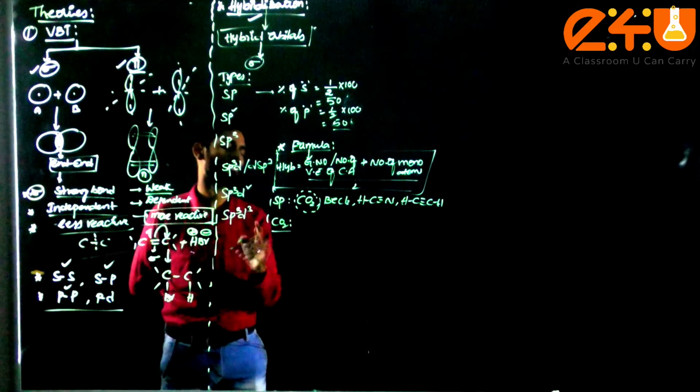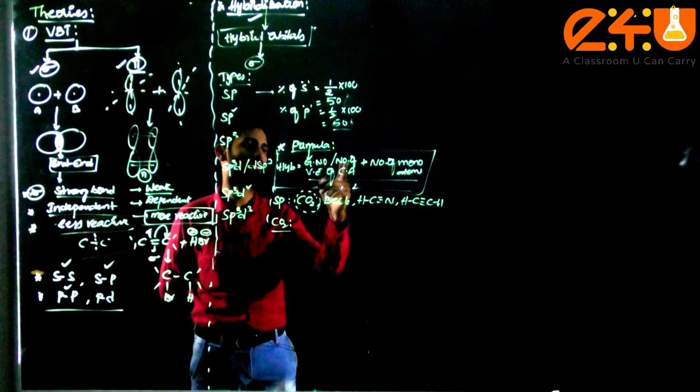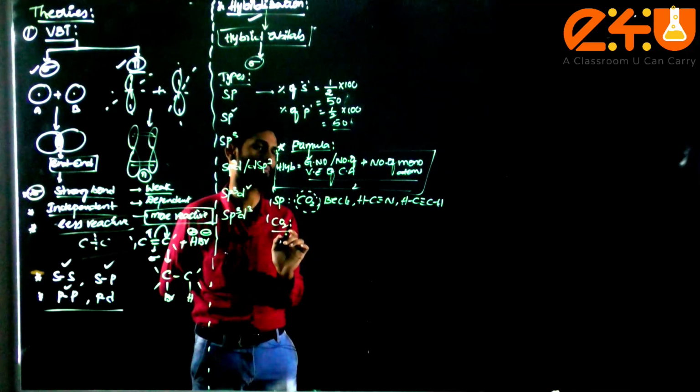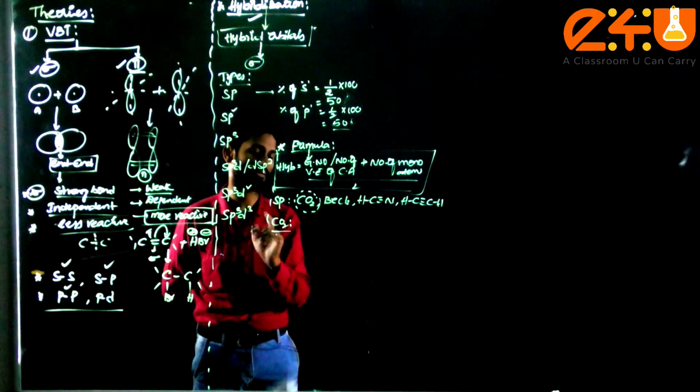CO2, I am calculating the hybridization. Which is the central atom here? Carbon is the central atom. Now, group number. Sir, we don't know the group number. Okay, that's why I gave the number of valence electrons. What is the number of valence electrons of the central atom here?